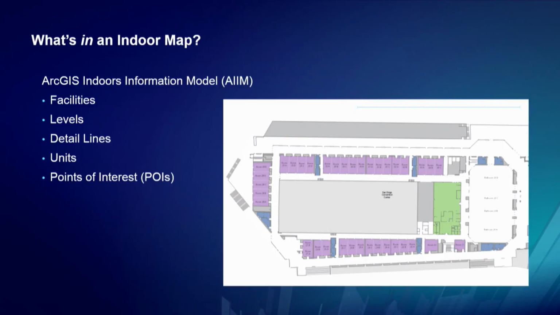Next, we have points of interest. And this is essentially anything you want to find inside a building. These could be places and things like this meeting room here. I don't know if anybody had trouble finding the mezzanine level on their first time at the convention center. Show of hands, anybody have trouble finding? So yeah, that's the problem we're trying to solve.